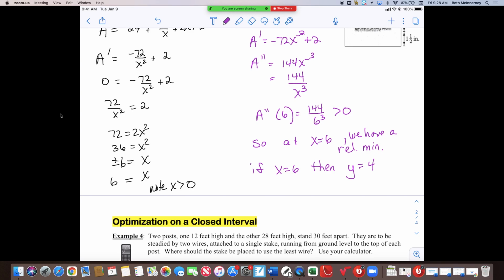Good job. Yeah, okay. Those would be the dimensions of the paper. 9 inches by 6 inches.